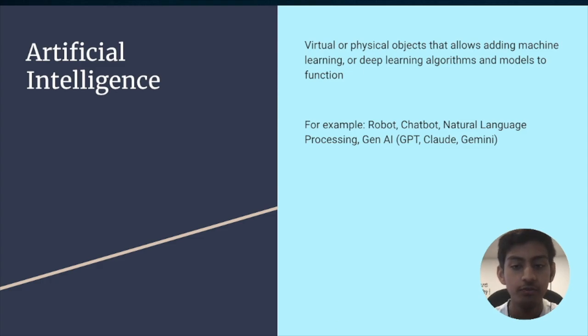Now, it's also very useful to understand the difference between artificial intelligence and machine learning. Artificial intelligence are basically virtual or physical objects that allow you to add machine learning or deep learning models in order to make them function. For example, you can have a robot. A robot can be considered AI because it can add some sort of machine learning functionality or some classification to know whether it hit some walls or not. A chatbot is good in natural language processing, and especially generative AI as well, because it utilizes deep learning. Some examples of generative AI models are GPT, Claude, Gemini, Meta, Copilot, etc.